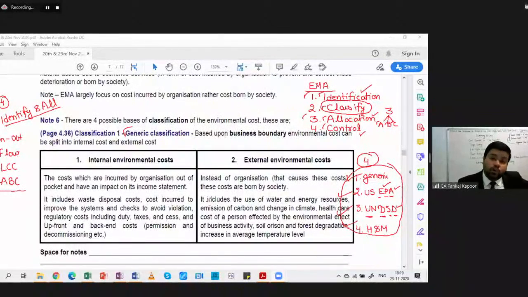Okay. So now what we need to do? Firstly, we will discuss what are the 4 categories in which we can classify the environment cost. Then we will study what are the 4 methods through which we can identify and allocate the cost.